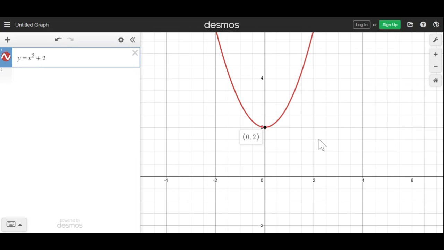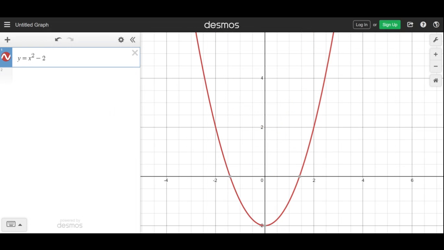So again, in this example, there are no zeros for y is equal to x squared plus 2. So you can only have zeros when the parabola is a little bit down, or the vertex is below the x-axis. So if I'm going to change this into minus 2, then I have here my 0 and another 0 is right here. So those are the x-intercepts.